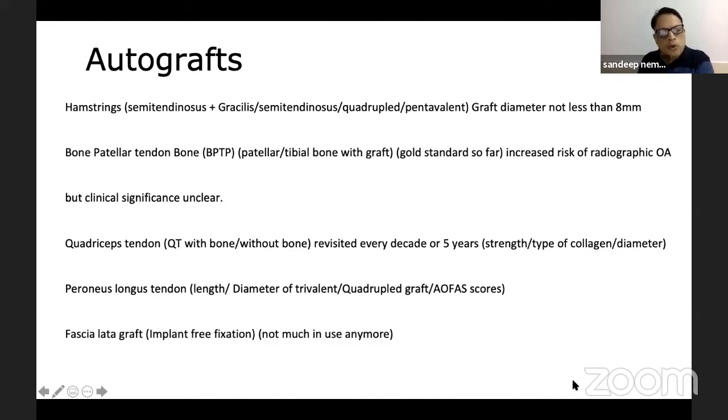When we talk about the quadriceps tendon and the peroneus longus tendon, these are the two autografts which consistently give you a diameter of more than 8 millimeter. These are the two grafts. And then the fascia lata graft, which is implant free, but it is not in use anymore. So we won't be discussing the fascia lata graft.